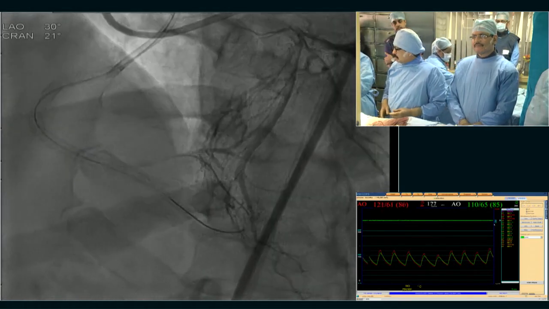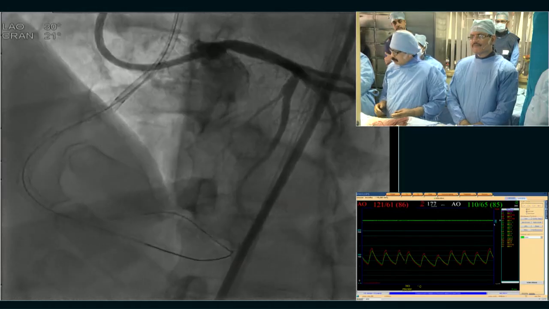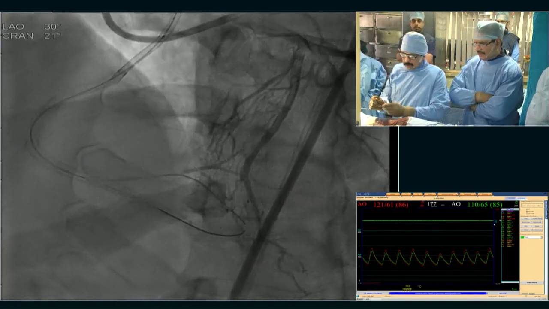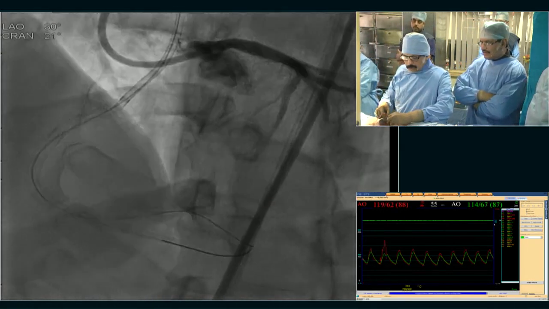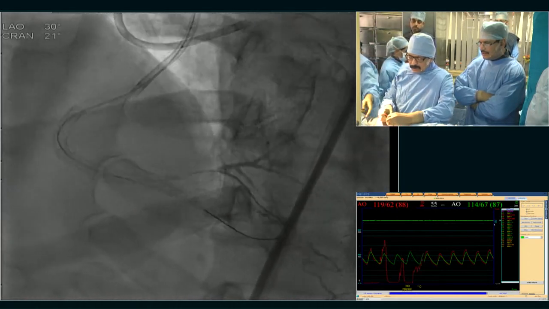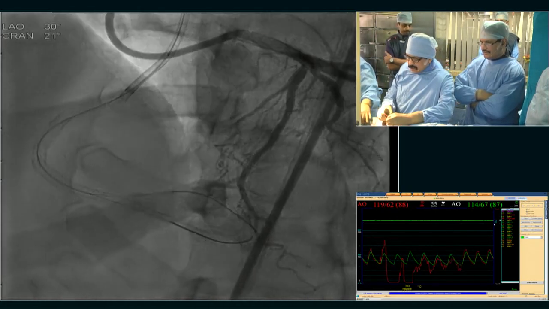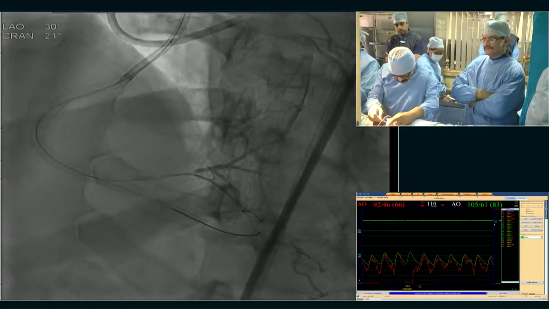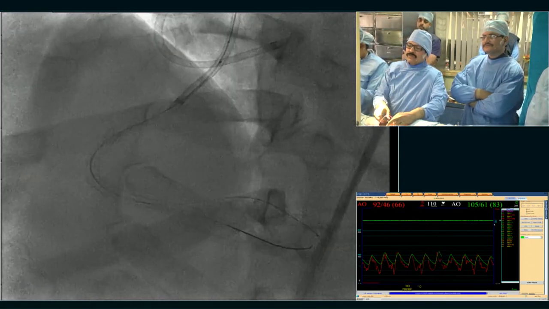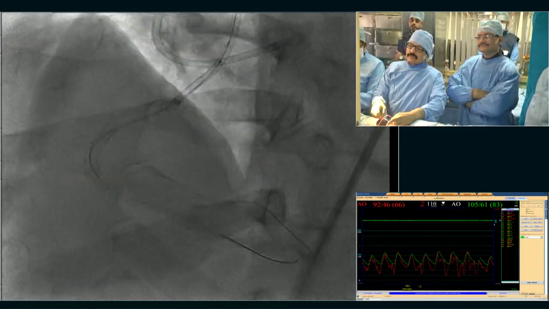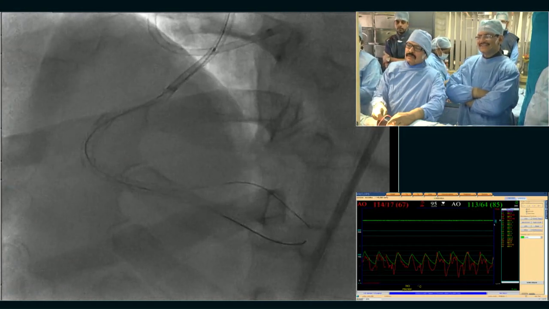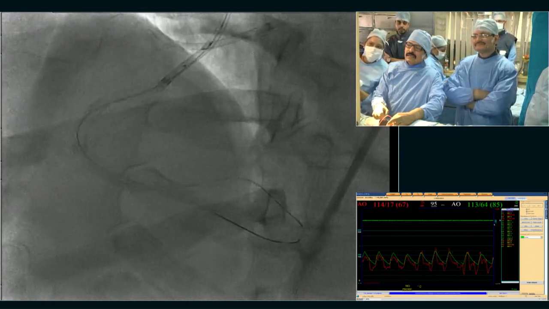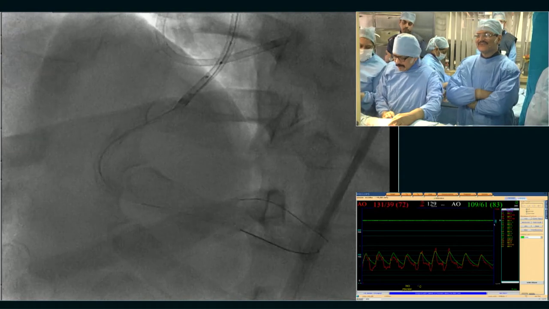Now we remove the Crusade with a balloon Crusade trap. I don't know what name you have in your country. Is it Crusade again? Crusade only. Actually, we have Sasuke also available with us. Sasuke is a new one from Asahi. Crusade is an old one, from Kaneka. It is from Terumo. Okay, right.